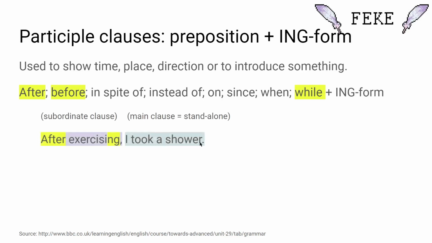Once again, we have the main clause, or the independent part that can be standalone, and then the other parts that aren't. Here, known as the subordinate or the dependent clause. Here we can see that I use after together with the ing form of exercise. So we know that after exercising, I took a shower. Helps us understand why things happened, but also the direction or the time that it happened.